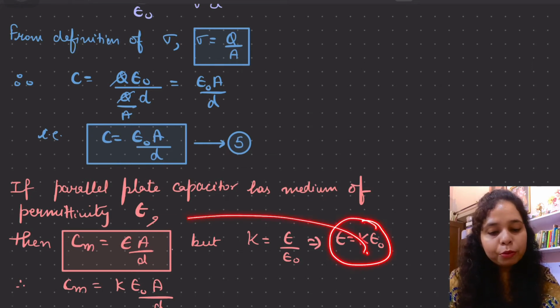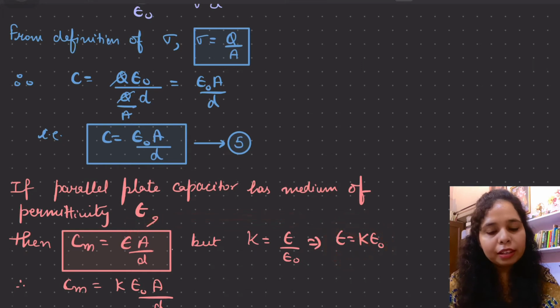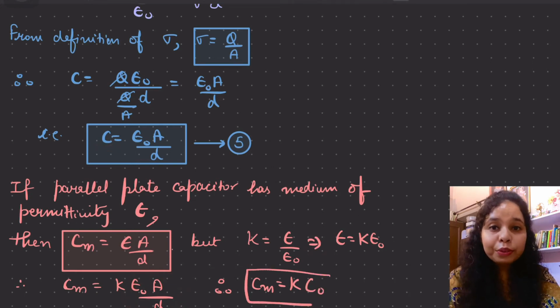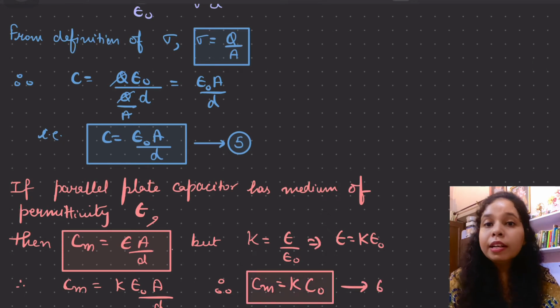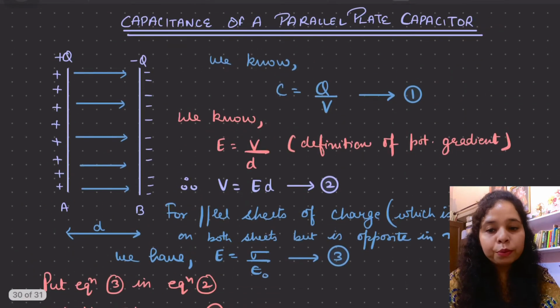Now we have just substituted the value of epsilon, so we are left with Cm is equal to K, and instead of writing epsilon naught A upon D, we will use equation number 5 and mark it as C0. So C0, the subscript 0, represents the capacitance of a capacitor when air exists as the medium between the two plates. So this is all about the capacitance of a parallel plate capacitor.